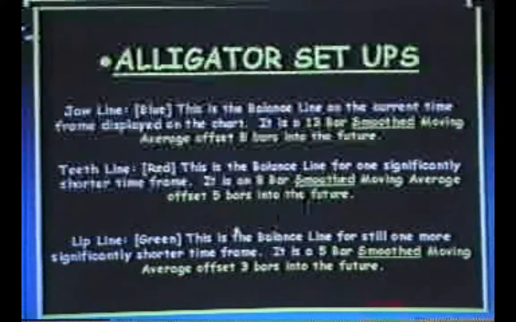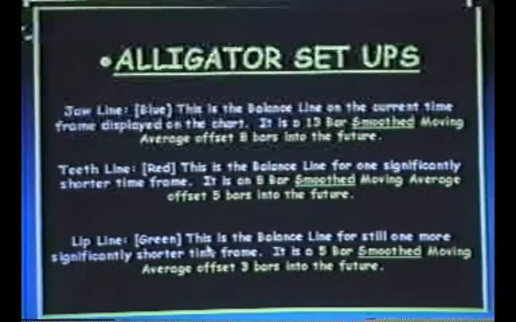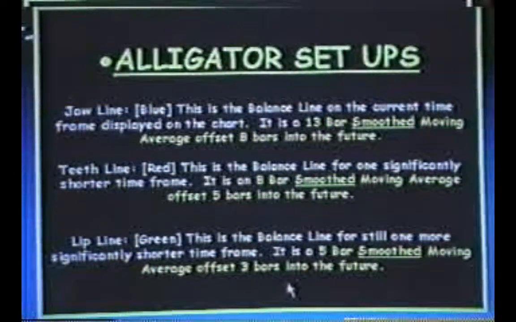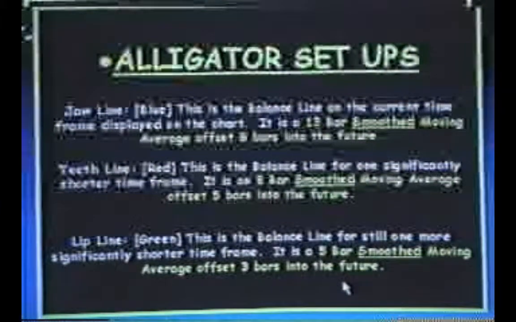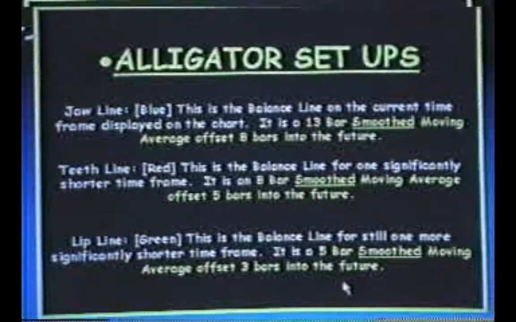And then the last line we want is the lip line, and we're going to paint that line green. This is the balance line for still one more significantly shorter time frame. It's a 5-bar smooth moving average offset 3 bars into the future. Now, this may sound complicated at the moment, but it really isn't. We're going to show it to you on a chart by itself, and then we'll show it to you on some charts with the price lines on.